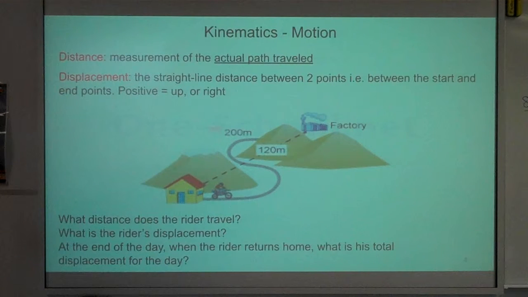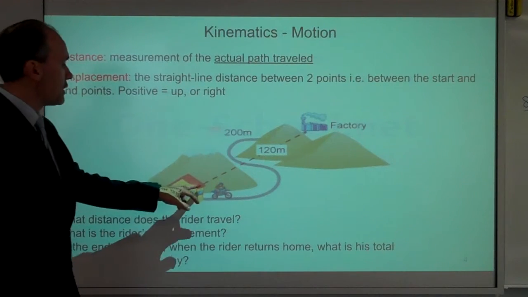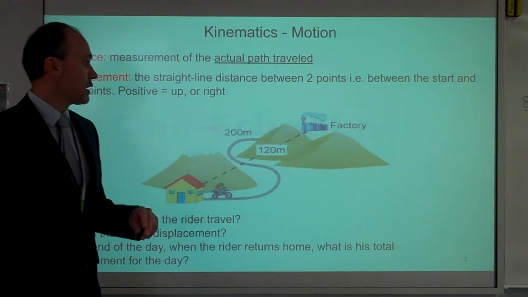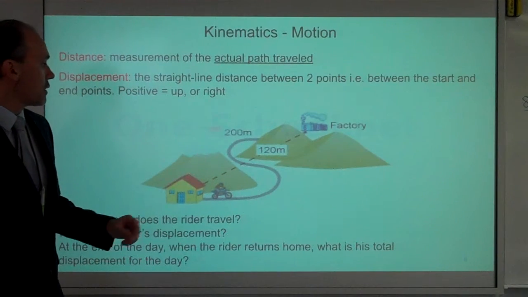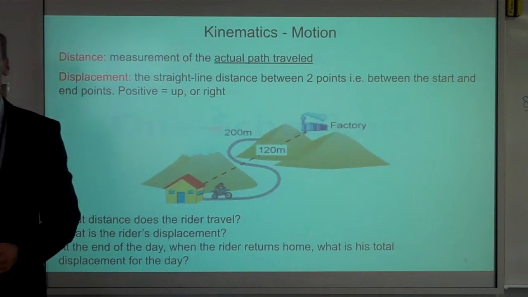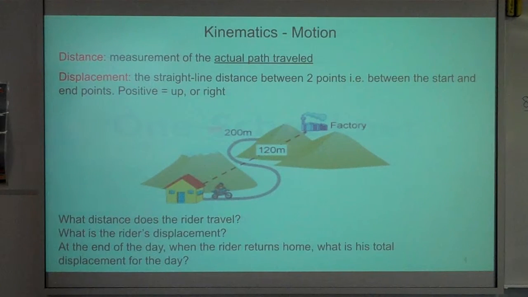So the displacement of the motorcyclist in this picture, simple question, is how far? 120 metres. Yeah, that's the straight line distance from the house to the factory. I'm not sure why it's taking the motorcycle, but okay. It's 120 metres distance versus that's the displacement. The distance is 200 metres.